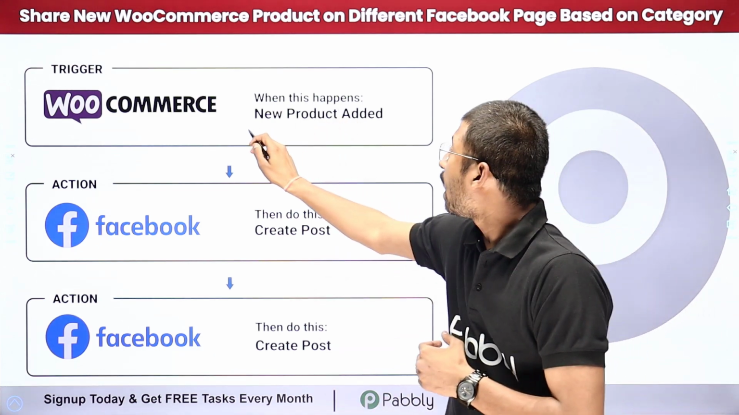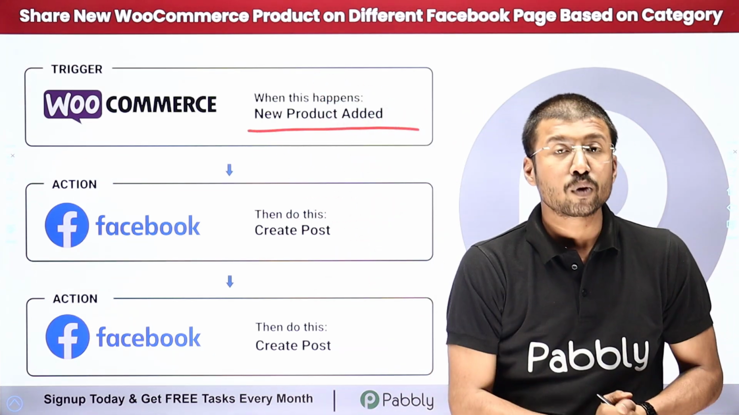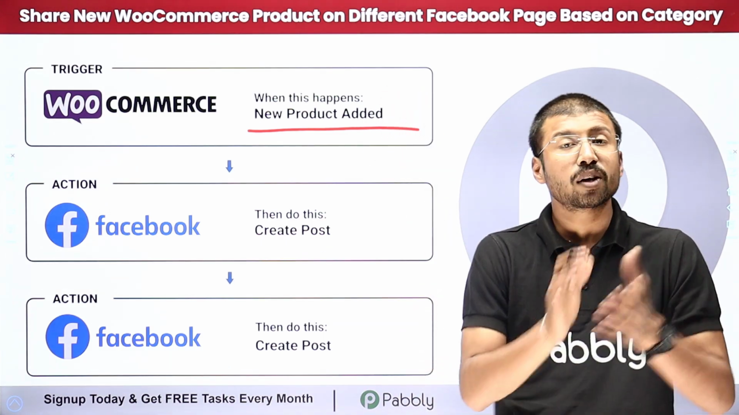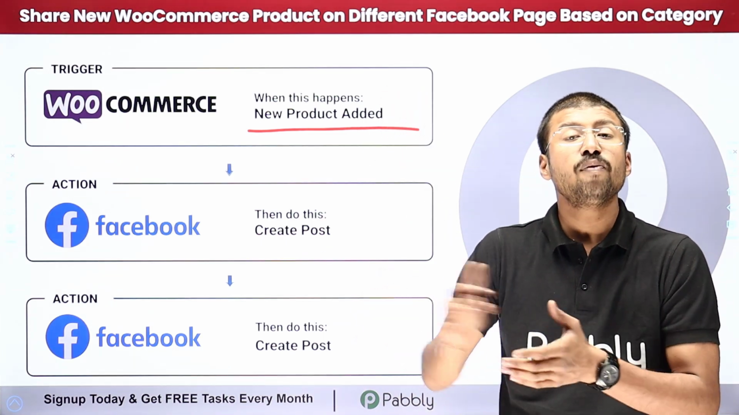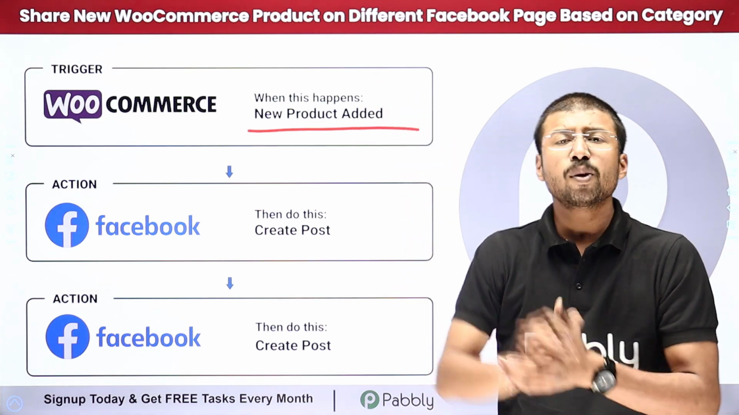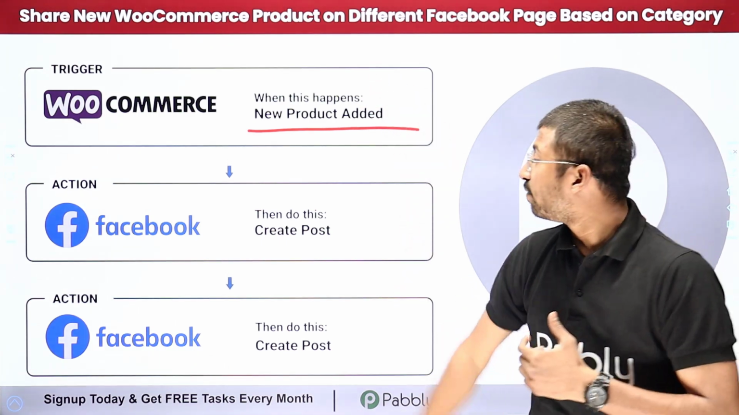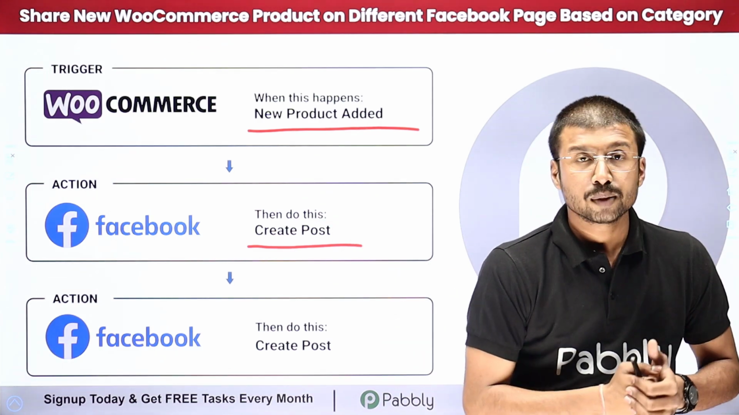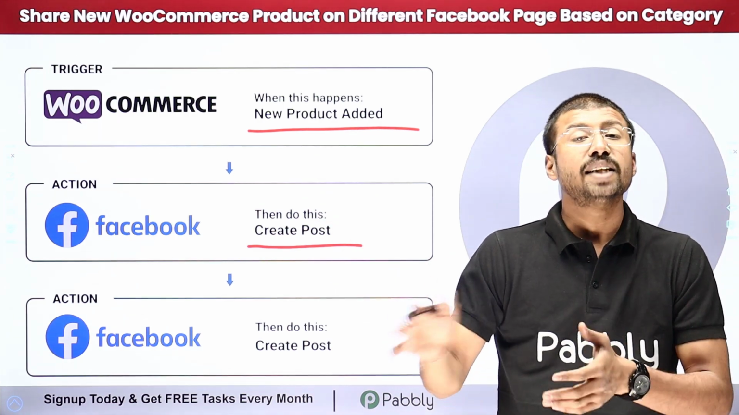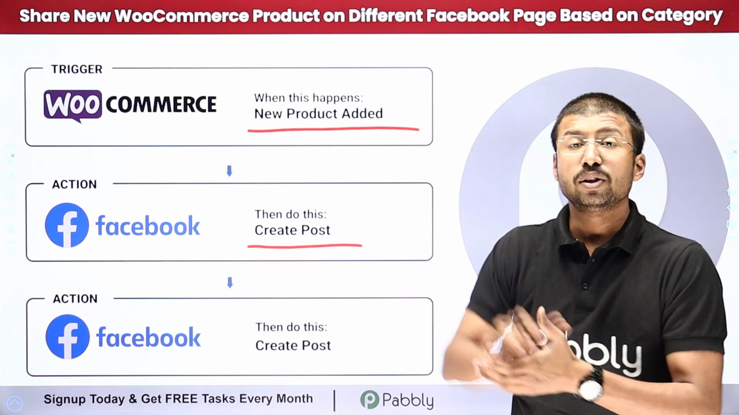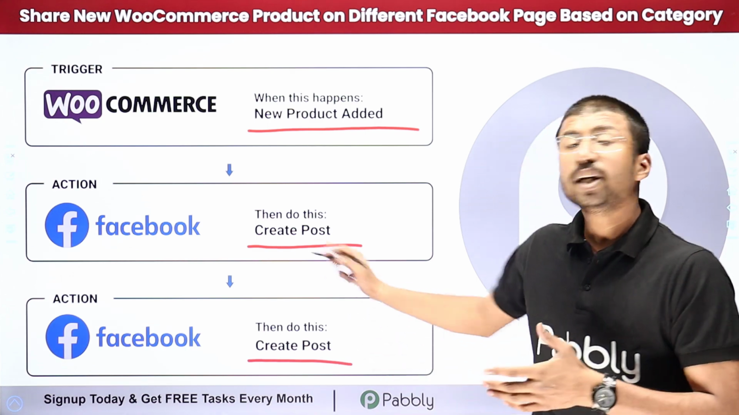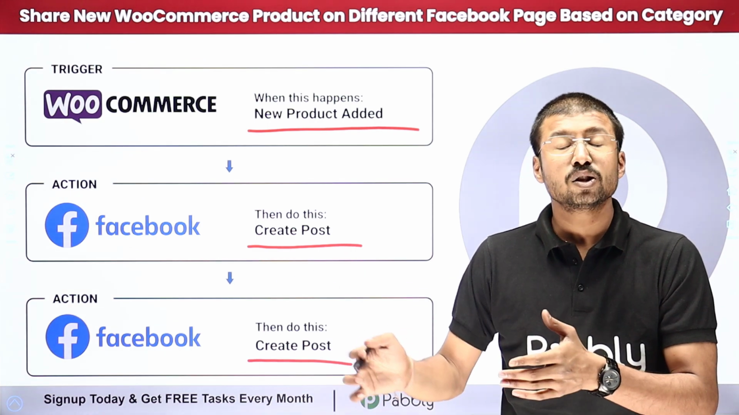In this automation, as a new product is added in our WooCommerce store, automatically based on the category of the newly added product, we are going to share the post on a Facebook page. Let's say the category of the product is, for example, clothing, then we are going to create a post on the Facebook page which we have created for our clothing business. If you add a product and select the category of the product as furniture, in that case, we are going to share a new post on the Facebook page which we have created for a furniture business only.